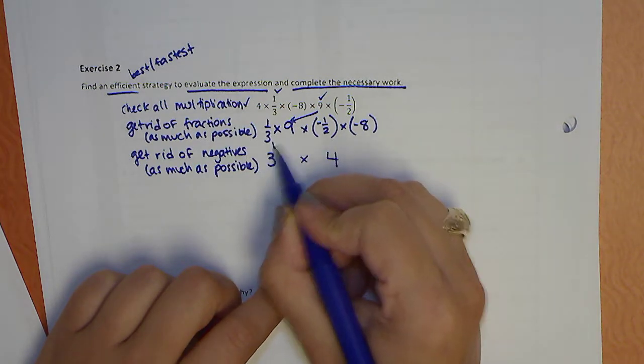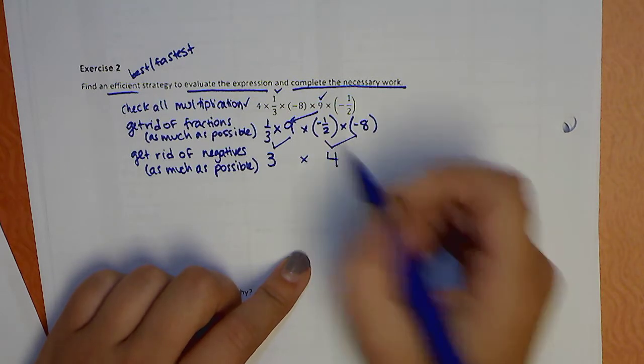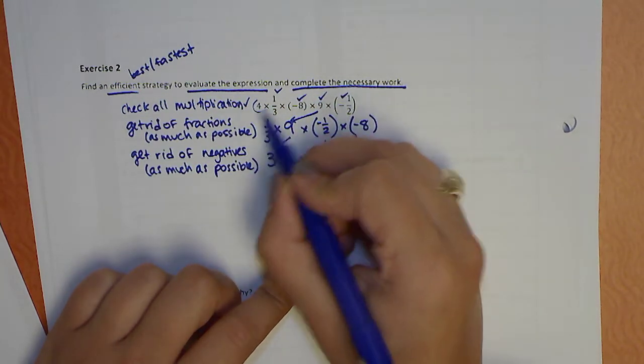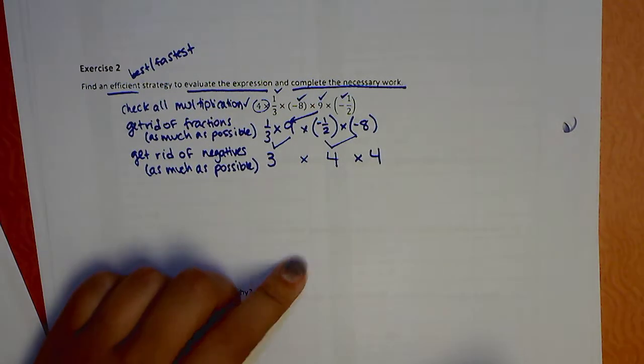So now we have these two made 3, these two made 4, and we have to make sure that we used all of our parts. Oh, we still have this 4 left over. Okay.